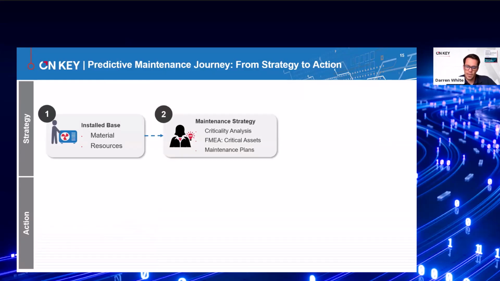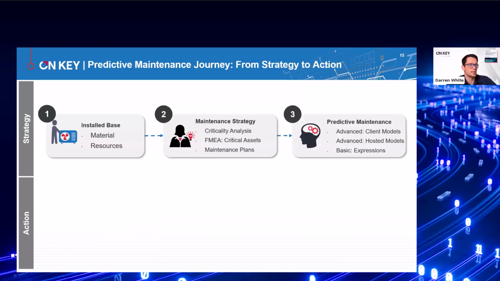You need to prioritize your maintenance on your assets, and you need to understand what the criticality of your assets are. Perform a FMEA, so understand how your asset can fail, and this is typically done on critical assets. And then the output is a maintenance plan for your asset.